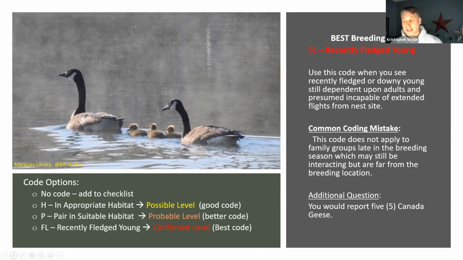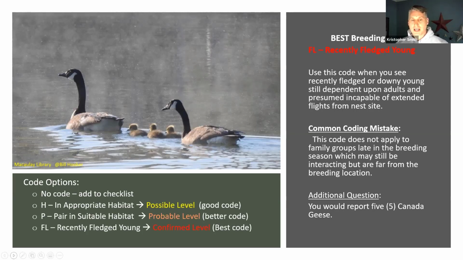So again, it's a good, better, best scenario from here. Yes, they are in appropriate habitat. Yes, there is a pair in suitable habitat, and there are recently fledged young. If we are looking at the highest confirmed level, we are going to go with FL, recently fledged young. Use this code when you see recently fledged or downy young, still dependent upon adults, and presumed capable of extended flights from the nest site.